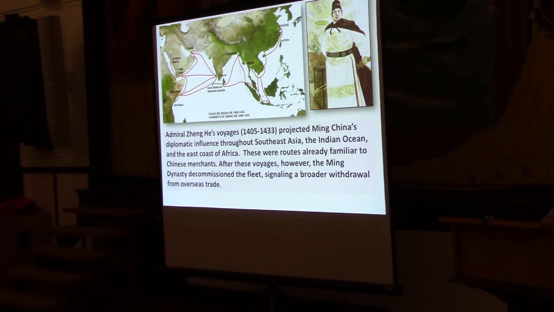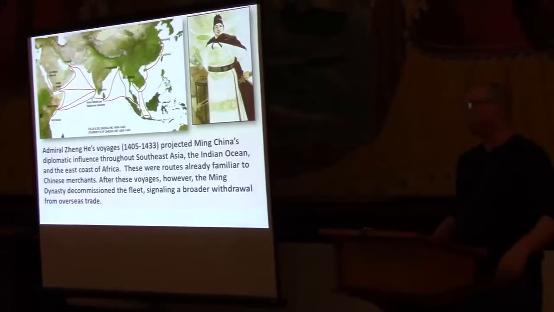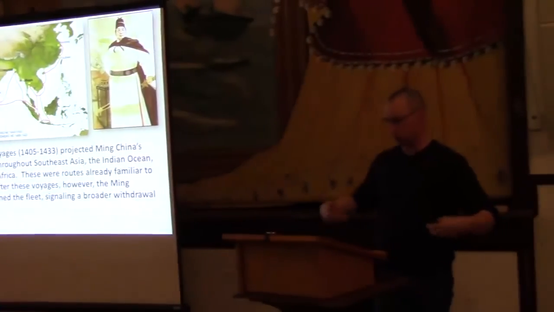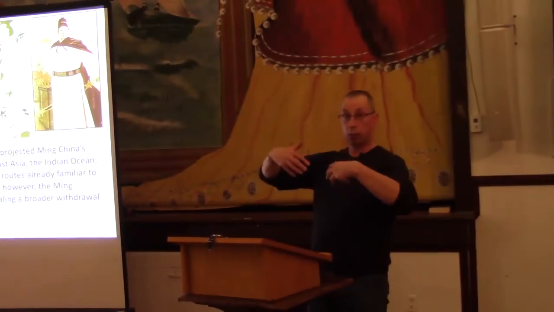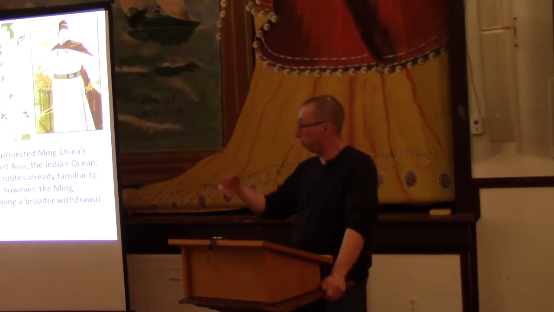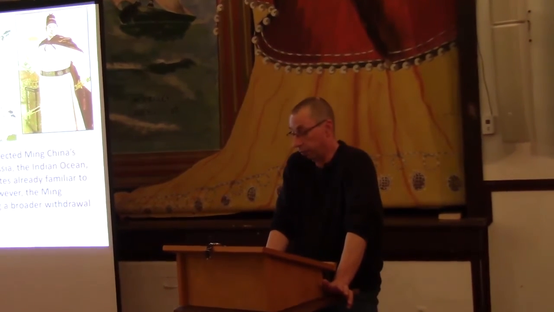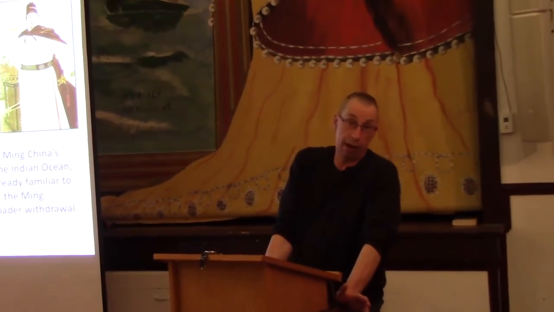Ironically, pretty much as soon as he gets home after the final voyage in 1433, the Ming government demobilizes the fleet. The ships are all, I guess the modern equivalent would be mothballed. They're basically left to rot, and the Ming dynasty very demonstratively sort of turns inward from these efforts at sort of external diplomacy and power projection. It remains a big debate why that was the case.